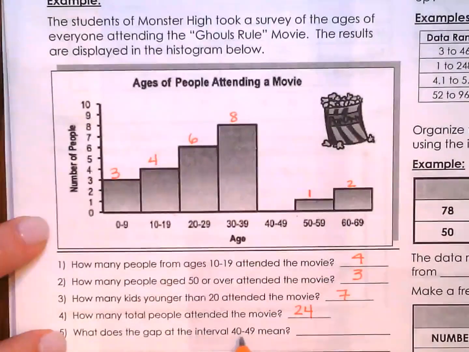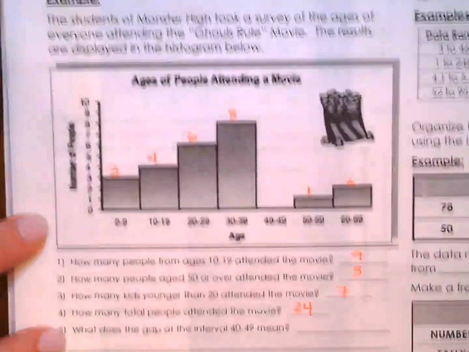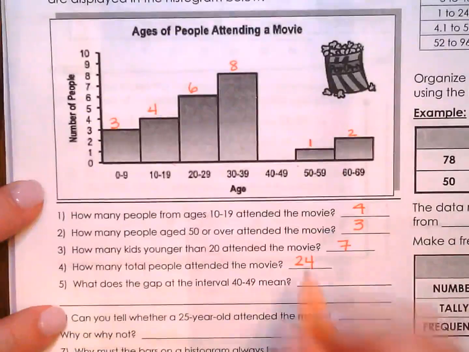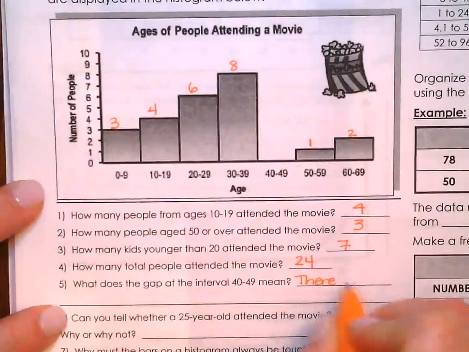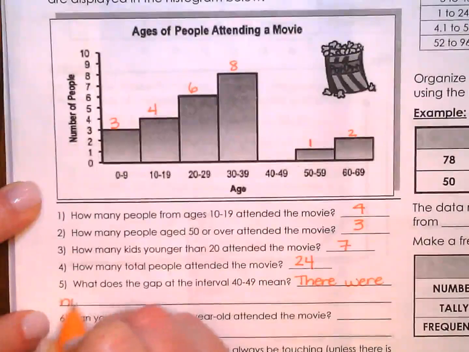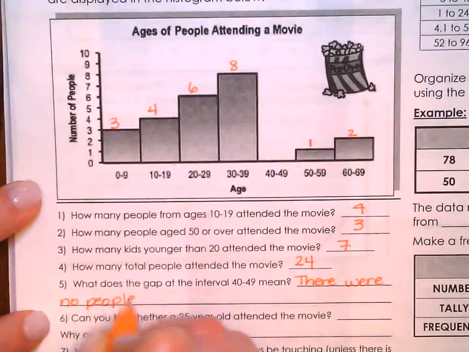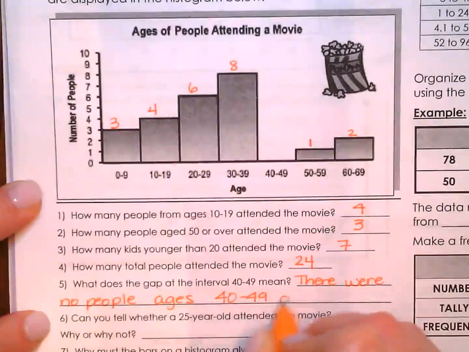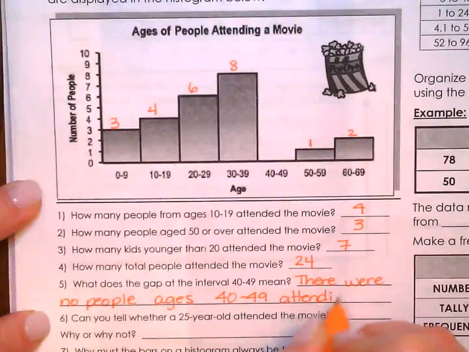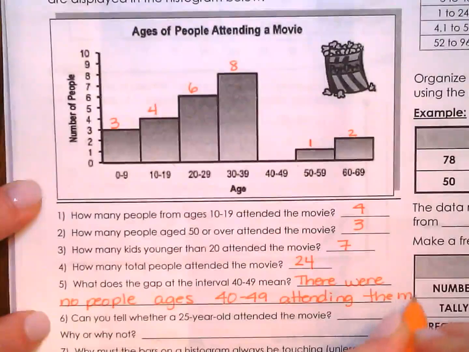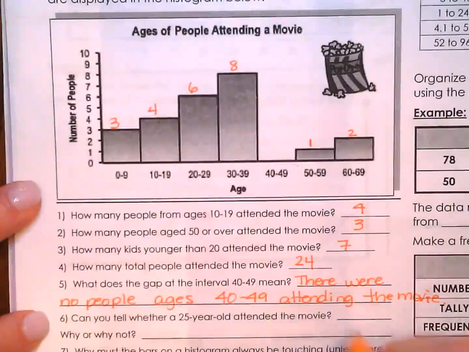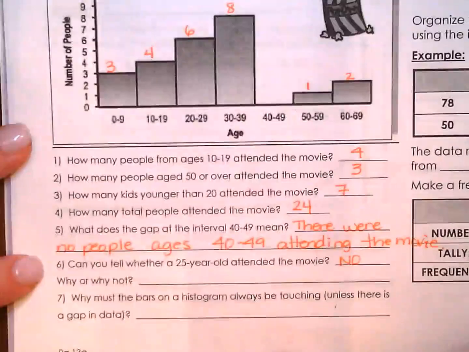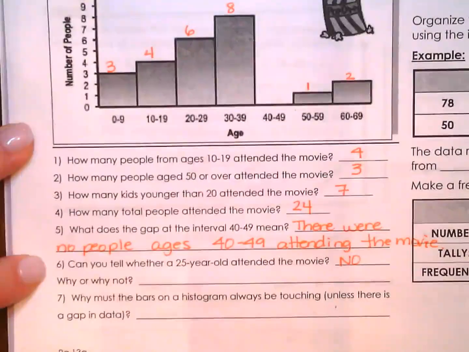What does the gap at the interval 40 to 49 mean? Oh, sorry guys. The gap there means that there were no people ages 40 to 49 attending the movie. Can you tell whether a 25-year-old attended the movie? The answer is no. We can tell that somebody in their 20s attended the movie, but I can't tell you that one of them happens to be 25 years old.